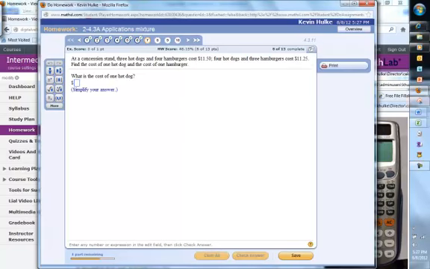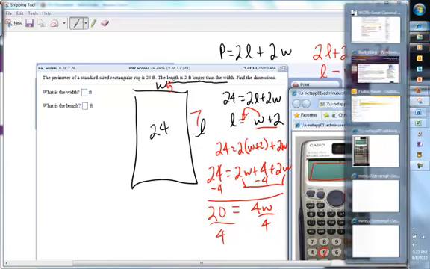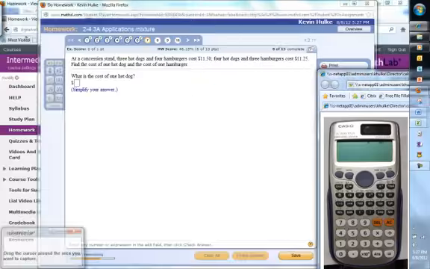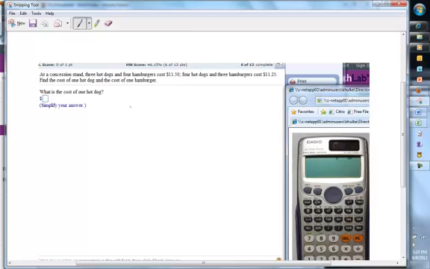Number 7. At the concession stand, 3 hot dogs, let's call them D for dogs, plus 4 burgers cost $11.50. And 4 hot dogs and 3 hamburgers cost $11.25.